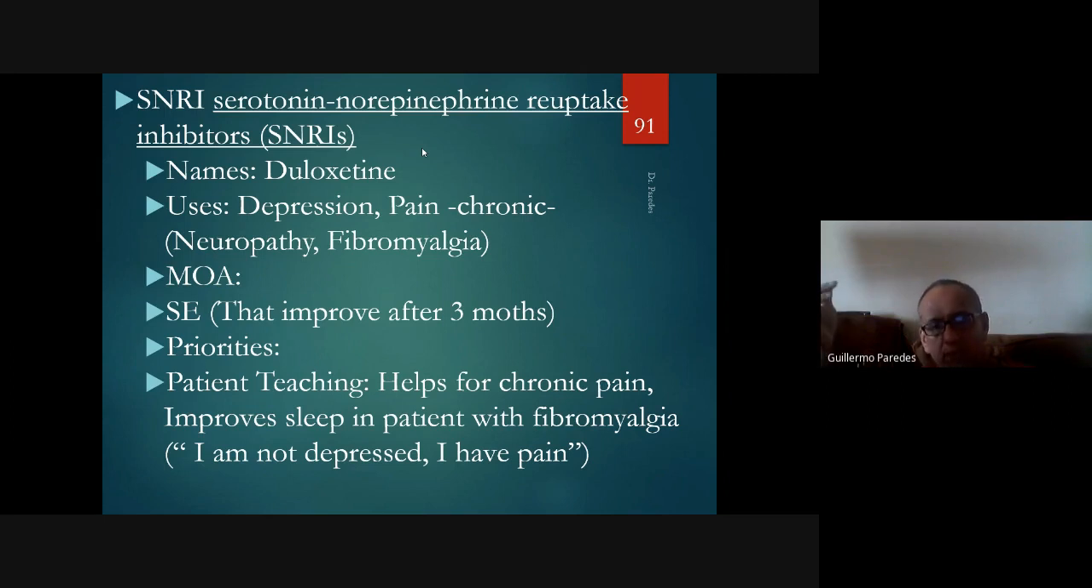Patient teaching: it helps for chronic pain and improves sleep in patients with fibromyalgia. I'm not depressed, I have pain. That is telling you, I'm going to give you duloxetine. Oh, but this is for depression. But I'm not depressed. Yeah, but you have fibromyalgia. This medication is used for that reason. SNRI is for neuropathic pain, similar to gabapentin, where we don't know the mechanism of gabapentin, pregabalin, all this. But it's a coadjuvant, so it's going to be used for pain in fibromyalgia.